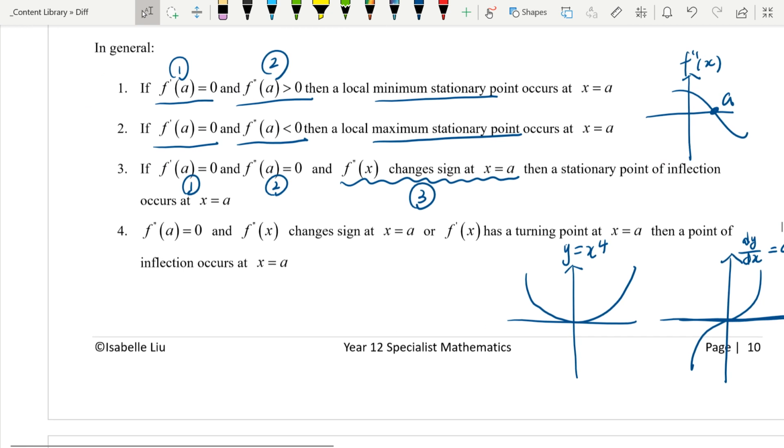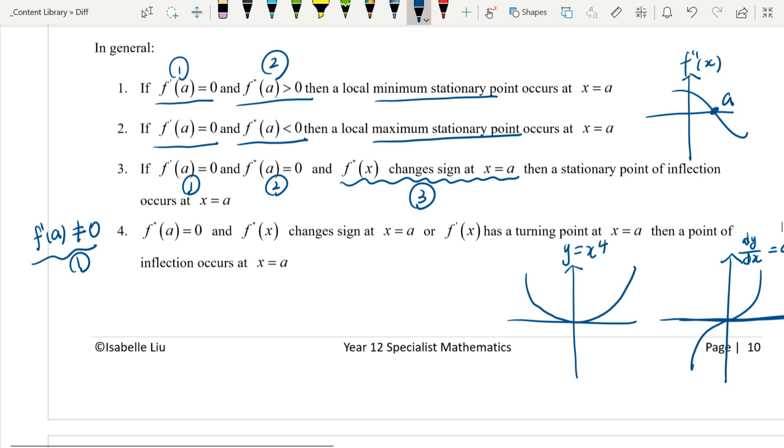And what's a point of inflection? A point of inflection is bigger, like I don't need it to be stationary now. So basically for a point of inflection, I'll add a condition here, though it's not really necessary: first derivative not equal to 0. Stationary point of inflection is part of point of inflection.